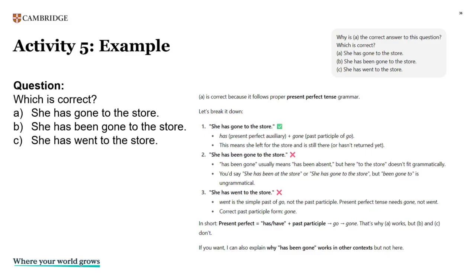If you want, I can explain why "has been gone" works in other contexts, but not here. Has been gone, does that work? I can't think. When would you say "has been gone"? Oh, "has been gone a long time," yeah. Sorry, I'm tired.